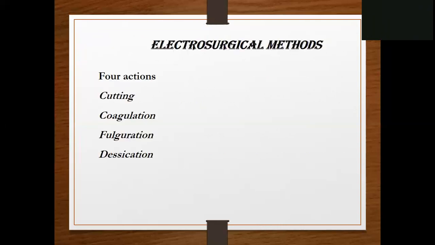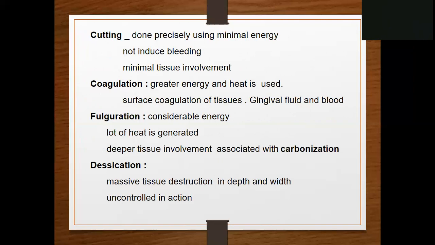The 4 electrosurgical actions are cutting, coagulation, fulguration, and desiccation. Cutting is done precisely using minimum energy and does not induce bleeding. Only minimal tissue can be removed using the cutting blade. The 4 actions are there. First one is the cutting action, in which only minimal bleeding and a minimum amount of tissue is removed.